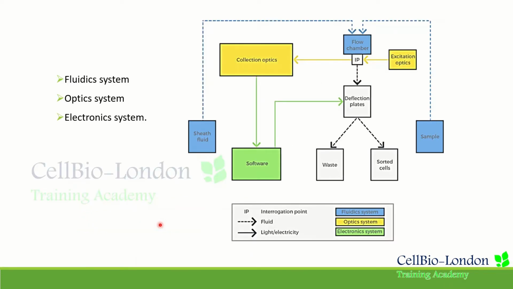Every flow cytometer is composed of three components or three systems. The fluidics system, which is in blue, consists of the sample, the flow chamber, and the sheath fluid. The optics system, which is in yellow, includes the excitation optics and collection optics. And the software is the electronic system that takes all these data and presents and analyzes them.